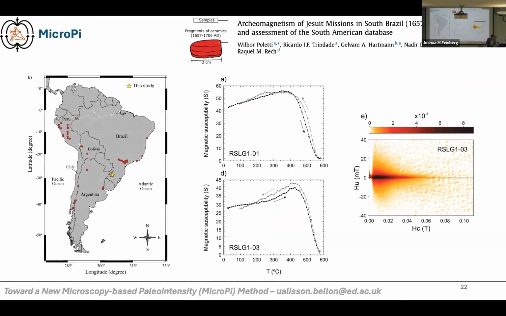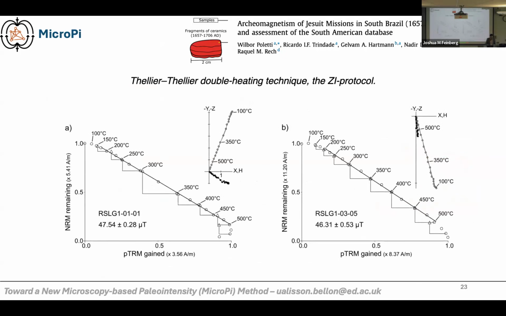So, going to some results, the samples that we have chosen to try this at first are archaeological materials from the Jesuitic missions in Brazil. They have relatively reversible thermomagnetic curves and a response that indicates pretty much stable recorders. But most importantly, they have these beautiful results, both indicating the same paleointensity.